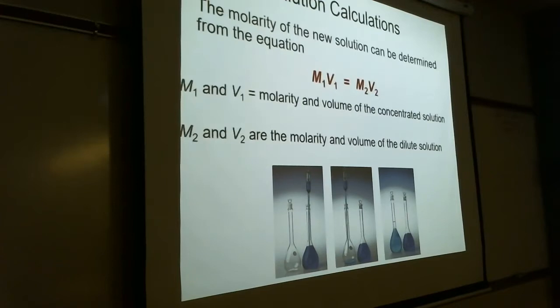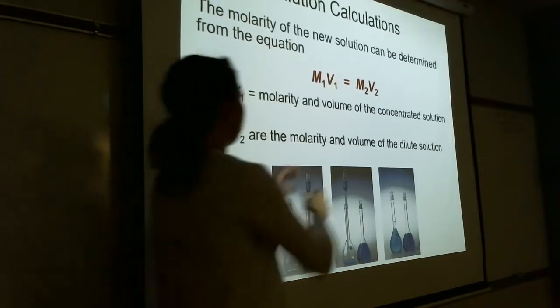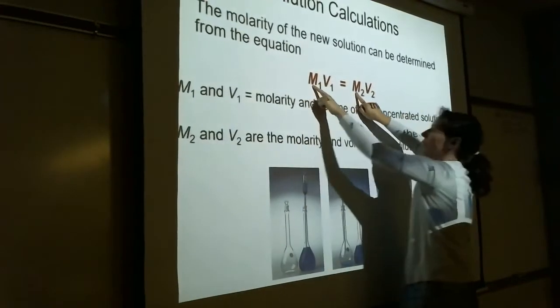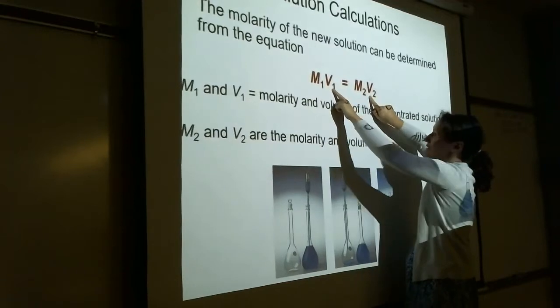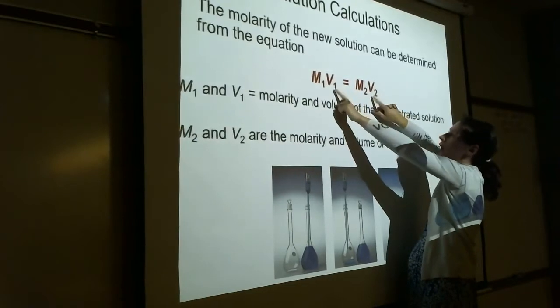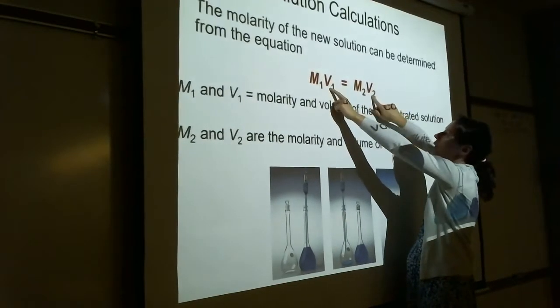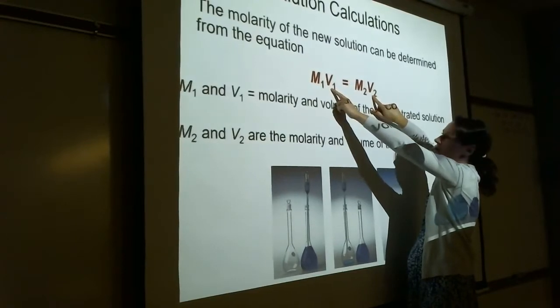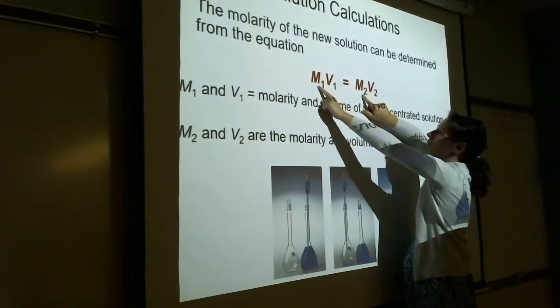Now really I don't care which one you call concentrated and which one you call dilute, so long as you pair them appropriately. You're going to have before and after. M1V1 equals M2V2. When you're doing molarity calculations, again, these need to be the same unit. These need to both be molarity. And in terms of volume, these need to be the same unit. I'll let you use milliliters here if you want, so long as they're both milliliters. If one's liters and one's milliliters, your answer is going to be garbage.